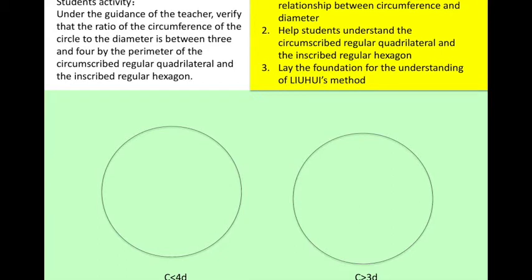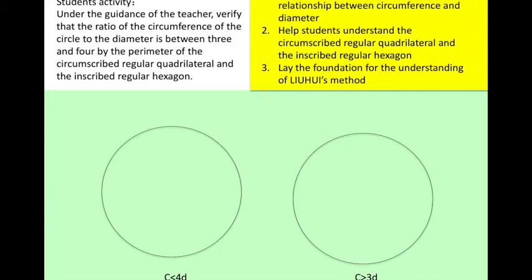The second students' activity is to explore the relationship between circumference and diameter using the Asian method, by drawing the circumscribed regular quadrilateral and the inscribed regular hexagon under the guidance of the teacher.